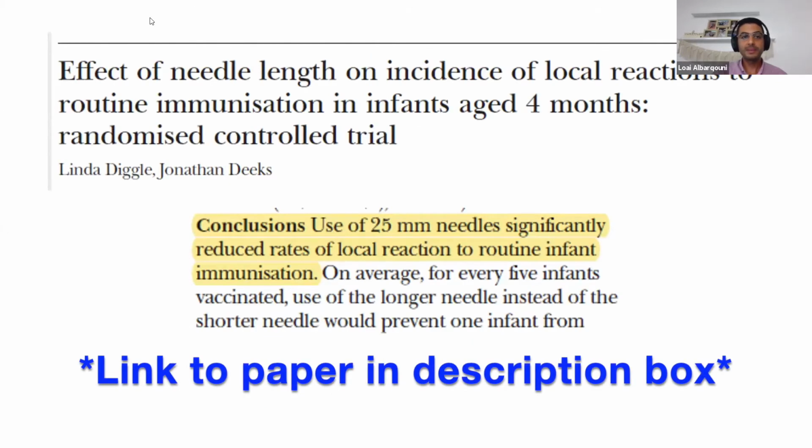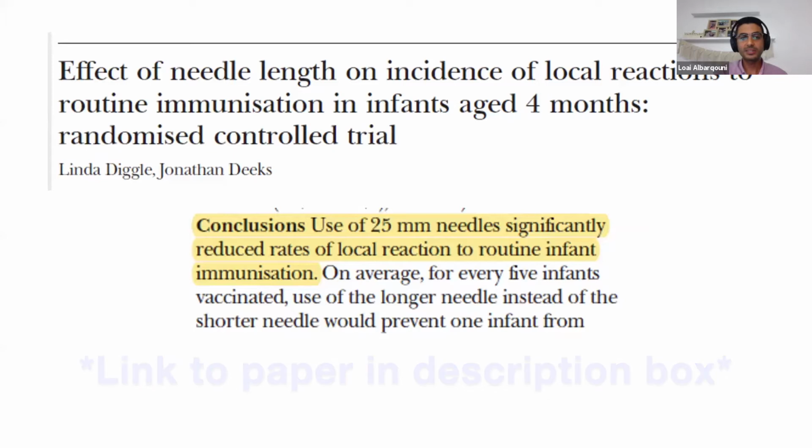So you looked up the evidence and you found this article that has been published in the BMJ. This article has been distributed to you, apologies for that, with enough time, for example, 1 week ago, so that you can read it. It's only a few pages and has been selected purposefully so that we can skim read it while we are doing the session. So the conclusion of this article is that the use of 25 millimeter needles significantly reduced the rate of local reactions to routine infant immunization.